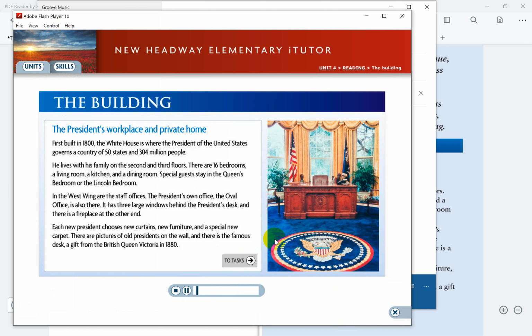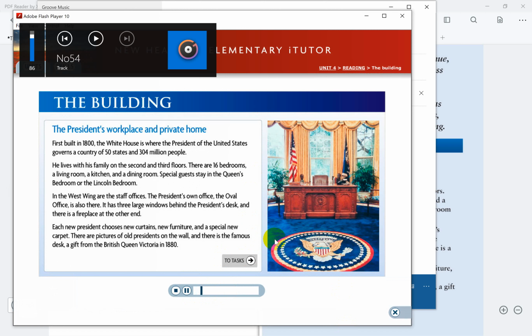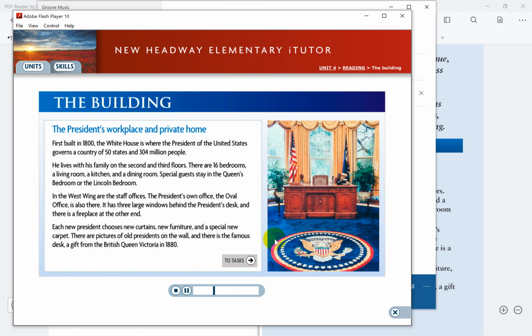The building. The President's workplace and private home. First built in 1800, the White House is where the President of the United States governs a country of 50 states and 304 million people. He lives with his family on the second and third floors. There are 16 bedrooms, a living room, a kitchen, and a dining room. Special guests stay in the Queen's bedroom or the Lincoln bedroom. In the West Wing are the staff offices. The President's own office, the Oval Office, is also there. It has three large windows behind the President's desk, and there's a fireplace at the other end. Each new President chooses new curtains, new furniture, and a special new carpet. There are pictures of old Presidents on the wall, and there's the famous desk, a gift from the British Queen Victoria in 1880.